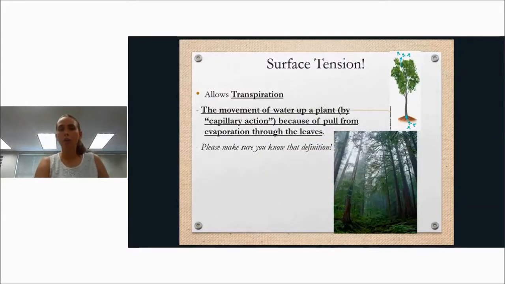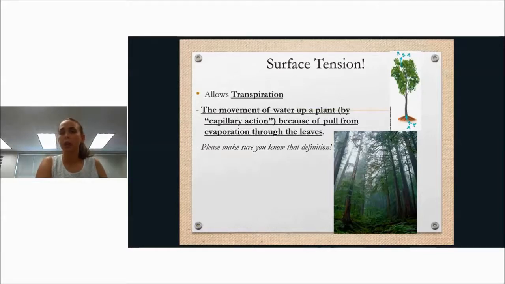Surface tension also allows transpiration. Transpiration is the movement of water up a plant by capillary action because of pull from evaporation through the leaves. So trees are very, very tall, and they need to get water all the way from the roots to the very top of the tree.